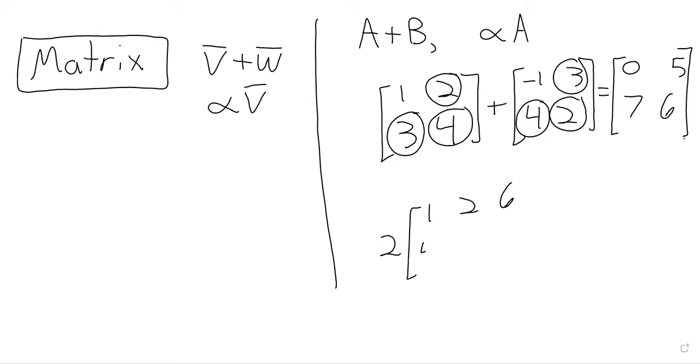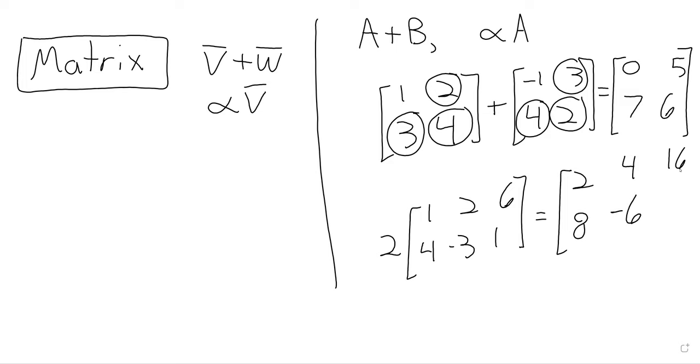And similarly, when we multiplied a vector by a scalar, we multiplied every entry of the vector by a scalar. Same thing with matrices. We just take all of the entries in the matrix and multiply them by a scalar. This addition and this scalar multiplication have the same properties that vector addition and scalar multiplication of vectors have.